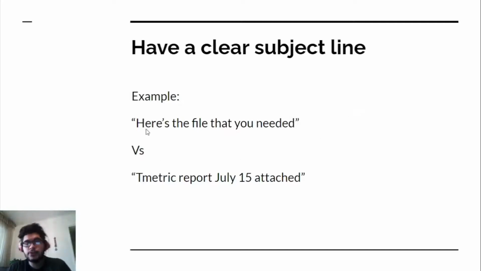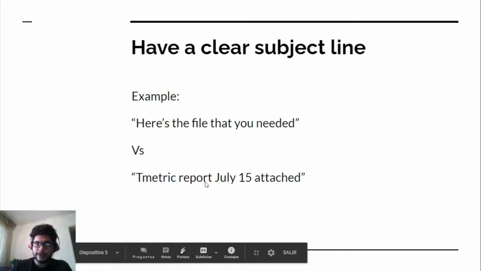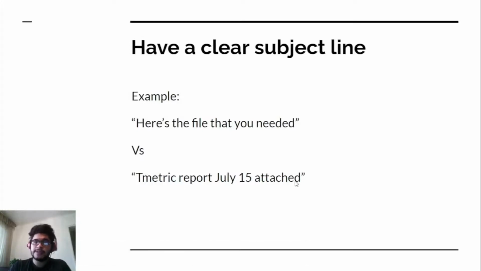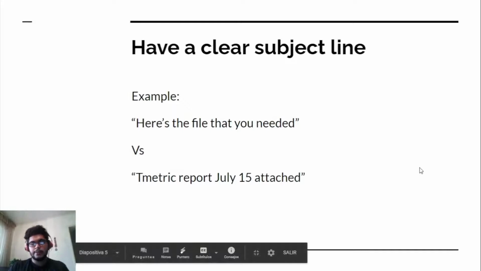For example, you can just write, here's a file that you needed, inside of the subject line, and it sounds like any clickbaity thing that a ton of people send you. Or, for example, you're going to specify what you actually attached, like Telemetry report July 15 attached. That's specific. That way, anyone can know that that's what you added there. And if someone is requesting that file, whenever they see that subject line, they'll be excited to know that they have it.